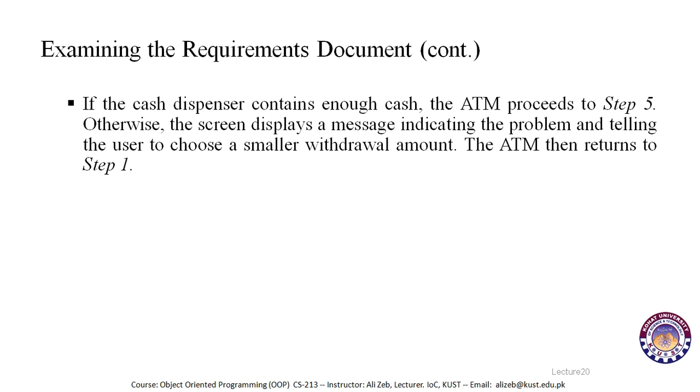If the cash dispenser contains enough cash. Now the first validation is that the user must enter an amount that is there in the user's bank account. It should not be more than that. The second thing that we need to check is that the ATM machine has enough cash to provide to the user, and then the ATM proceeds to step 5. Otherwise, the screen displays a message indicating the problem and telling the user to choose a smaller withdrawal amount. The ATM then returns to step 1.